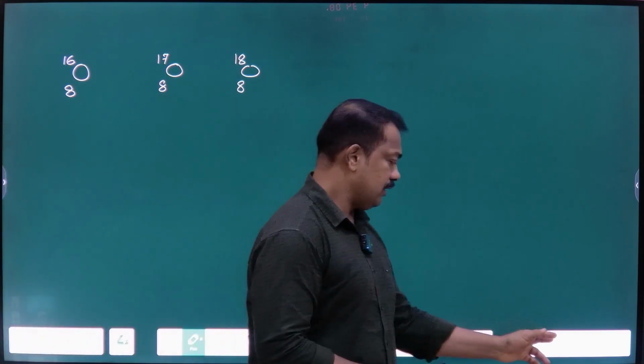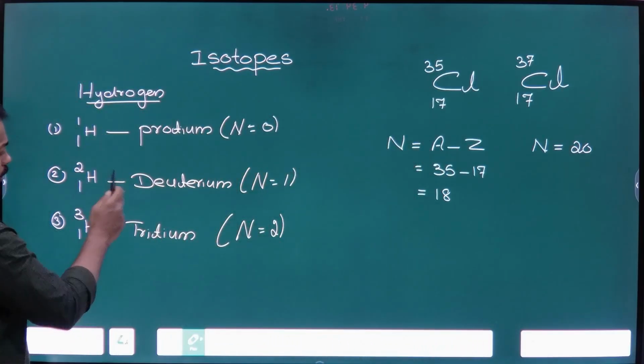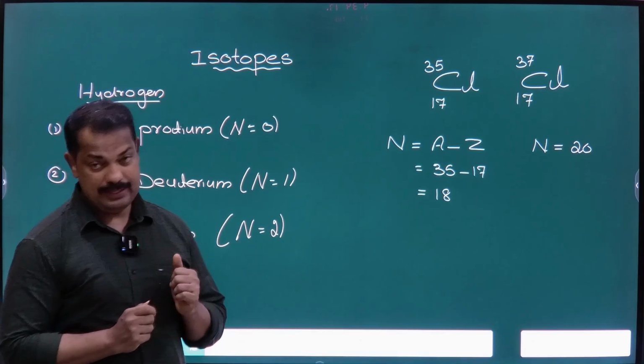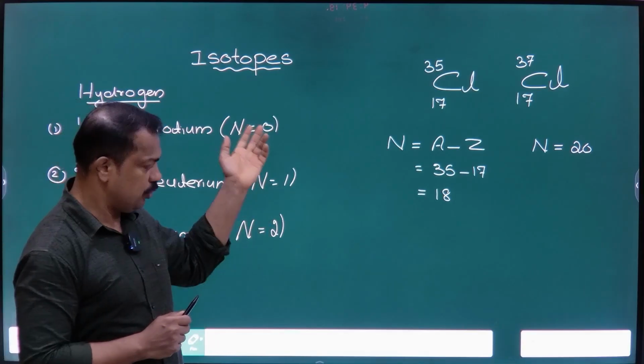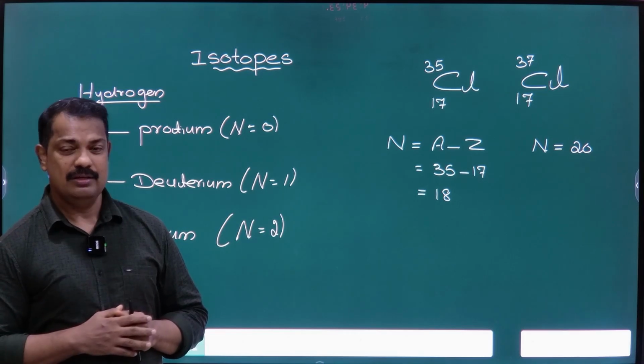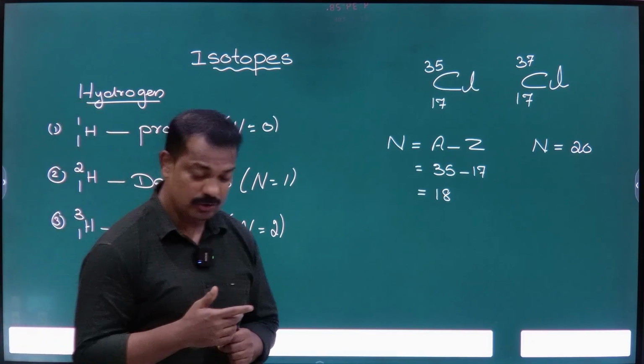These are the different isotopes of hydrogen: protium 1H1, deuterium 1H2, and tritium 1H3. Here the number of neutrons is different. Because of this difference in neutrons, our mass number will also change, and the mass number is different.